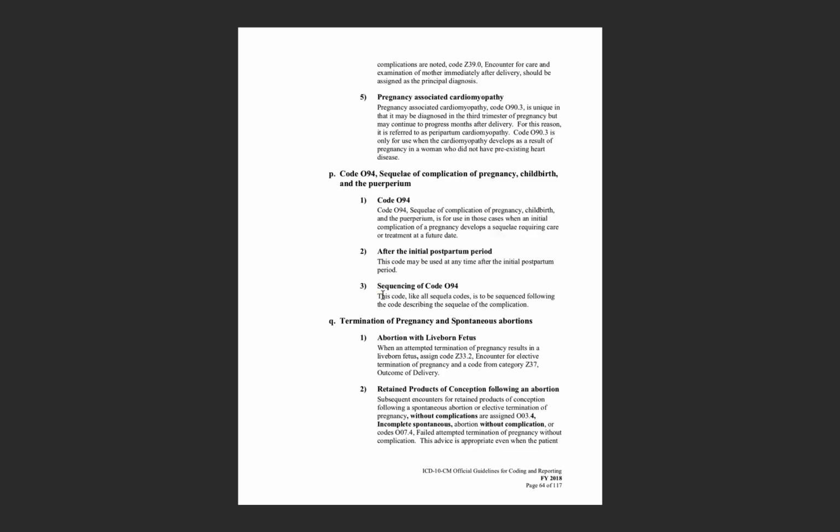Let's talk about termination of pregnancy and spontaneous abortions. Abortion with live-born fetus. When an attempted termination of pregnancy resulted in a live-born fetus, assign code Z33.2, encounter for elective termination of pregnancy, and a code from category Z37, outcome of delivery.